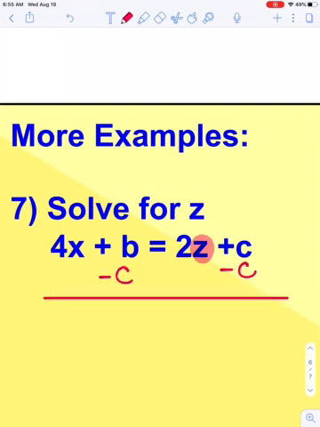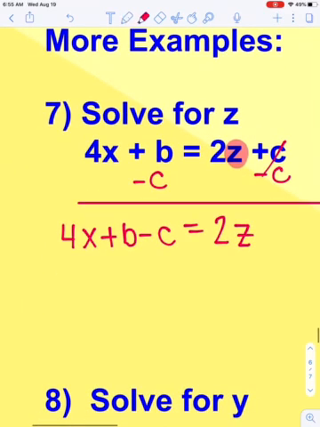So I'm going to subtract this c over. I already talked about we don't have any matching terms, so all I'm going to do is write them out in a long string. So 4x plus b minus c equals, and then over here I just have the 2z that's left.